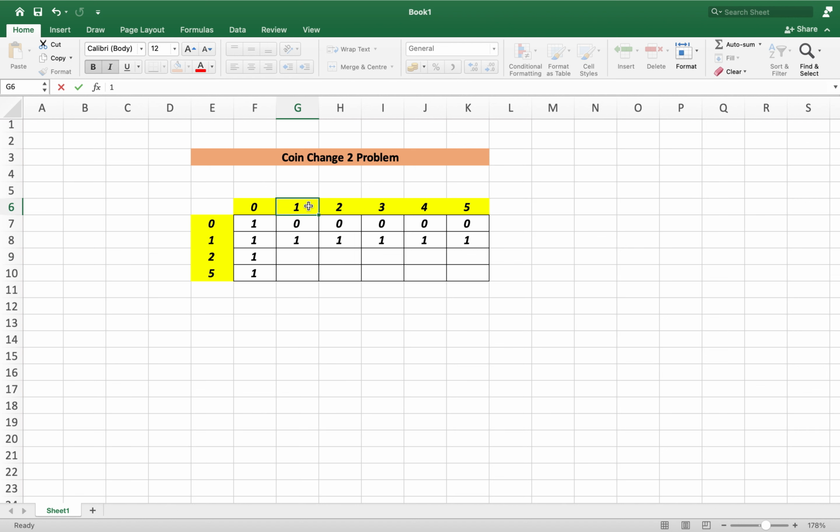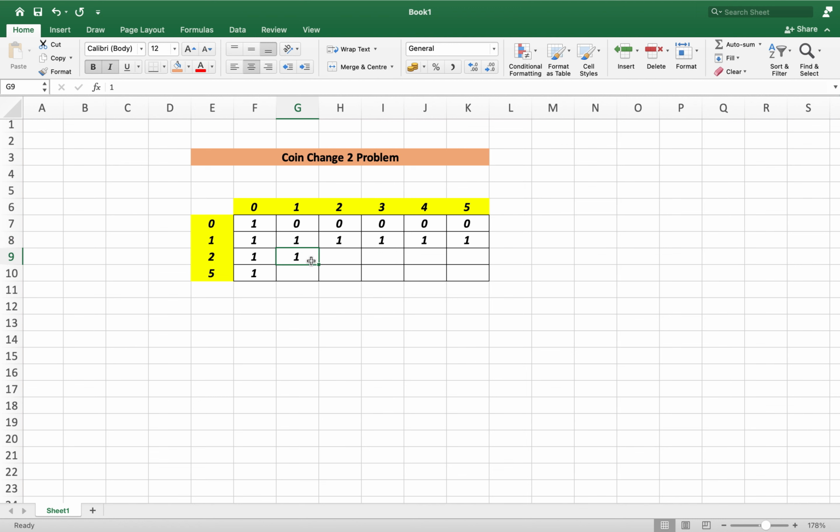Now, when the amount is 1, in how many ways can we form 1 using the coins of denominations 1 and 2? Common sense says only one way. How is the algorithm going to derive that, though? It's going to look at this cell, which contains the number of ways to form the amount 1 using only the coin of denomination 1. It's going to take this value and first populate it in this cell.